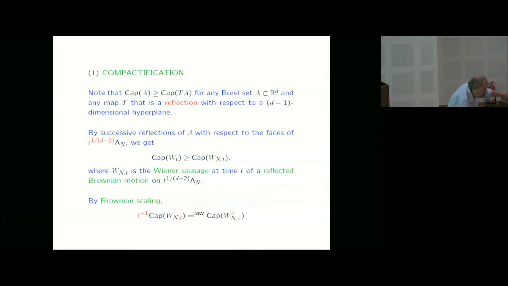If I take 2 sets, and I take a line and I reflect everything with respect to this line, then the capacity of the union before and after the reflection is ordered in this way. Capacity goes down when you fold the space. You see this immediately from the variational formula that I wrote down in the first lecture for capacity.